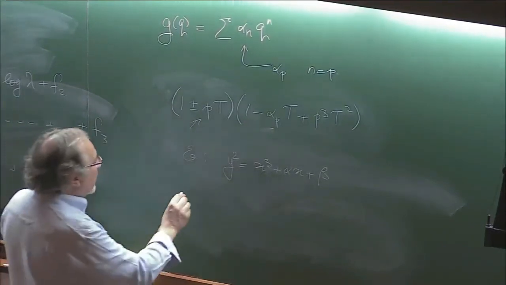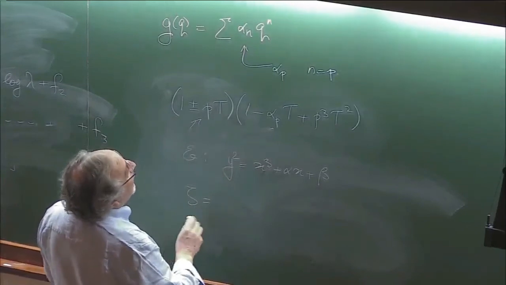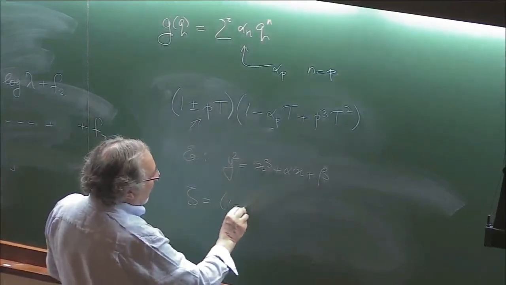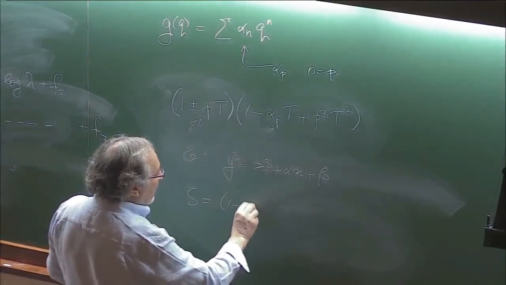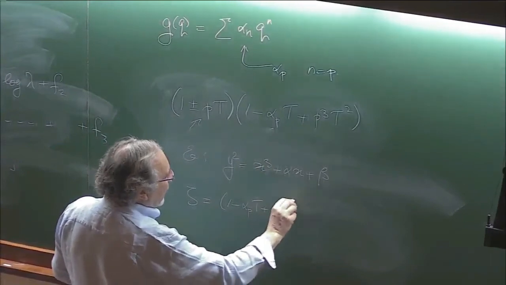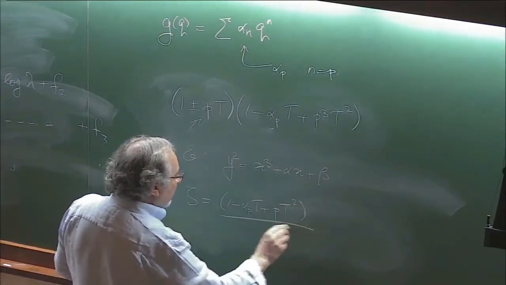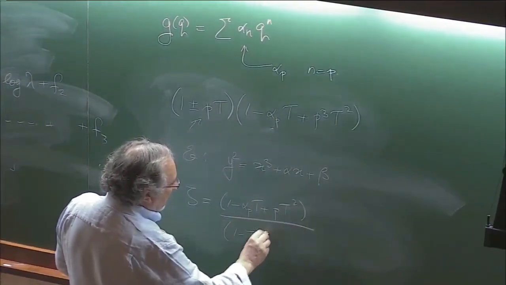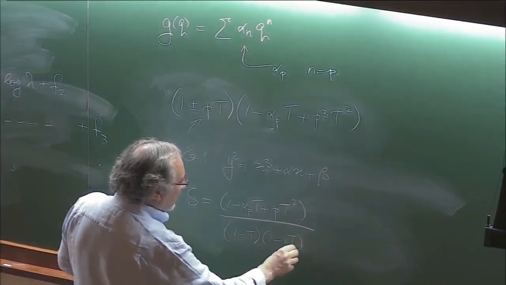You compute the zeta function. It has more or less the same form. 1 minus alpha pt plus pt squared. The weights are a bit different. 1 minus t, 1 minus pt.